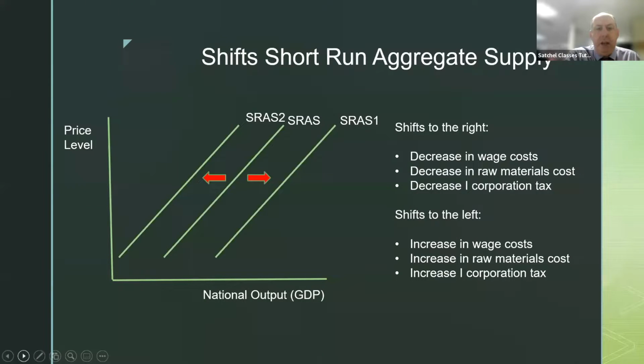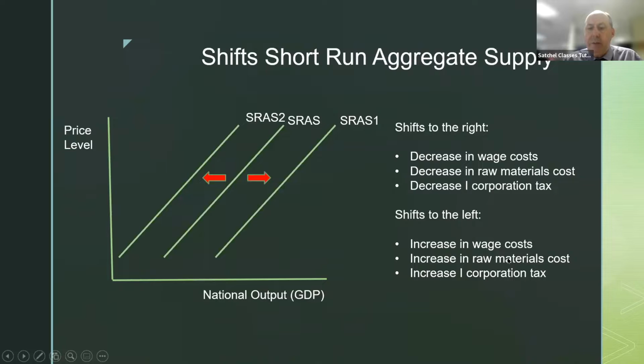So just like we would have seen in the micro supply curve, we'll get a shift in our supply curves. Shifts to the right, where supply is increasing at the same price level. Now, this could be caused by a decrease in wage costs, a decrease in raw material costs, or a decrease in corporation tax. Apologies for the typo there. So we can see that would shift our curve to the right as we can produce more goods at the same price within the economy.